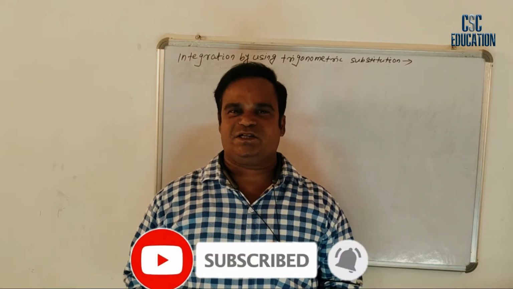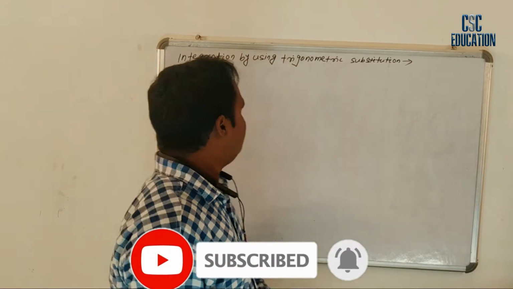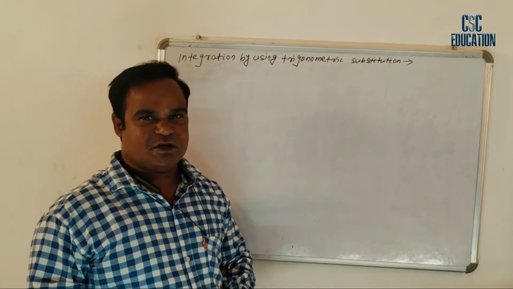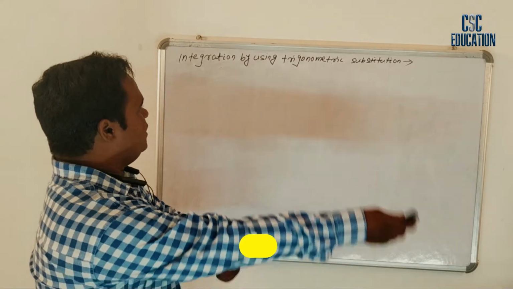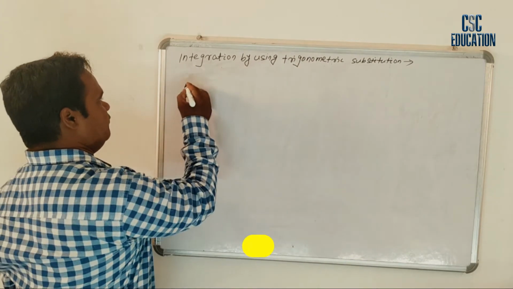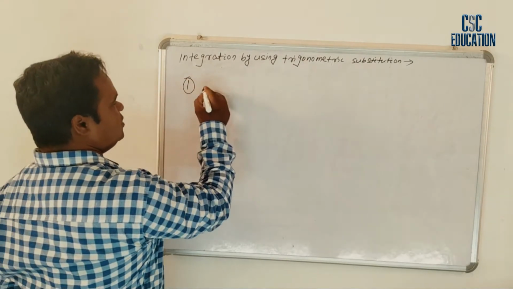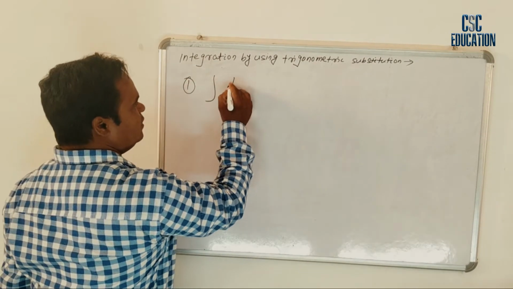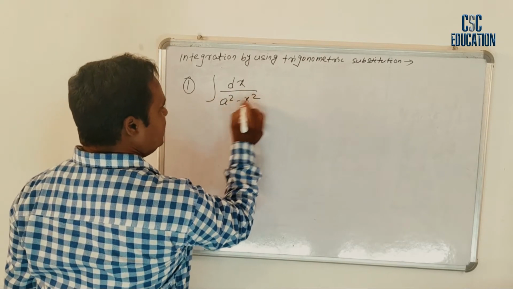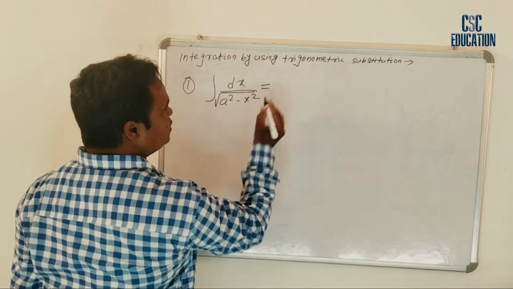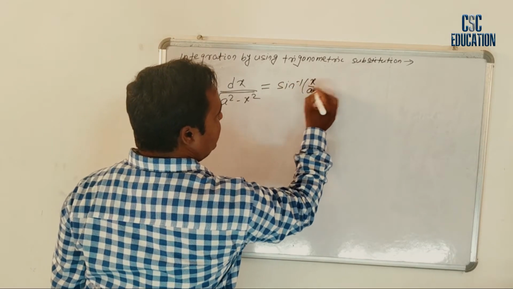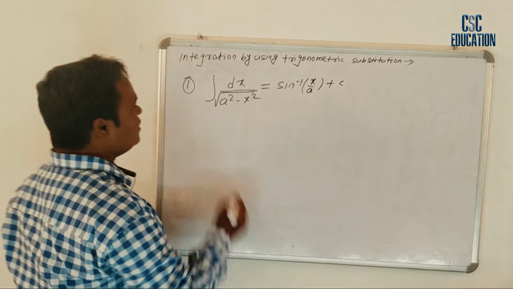Today I will discuss the topic integration by using trigonometric substitutions. First of all, in this method some formulas are there. The first formula is the integration of dx divided by the square root of a square minus x square, equals sine inverse of x divided by a, plus c.